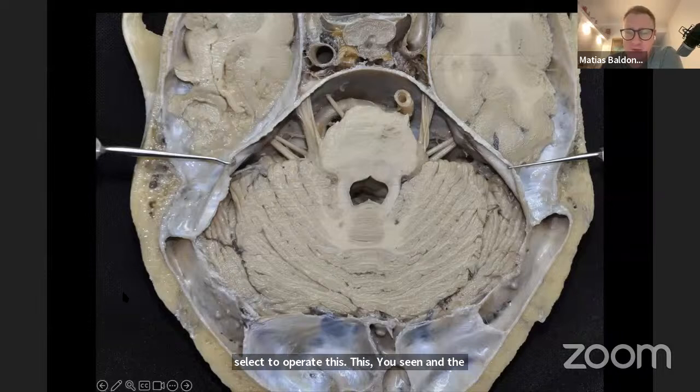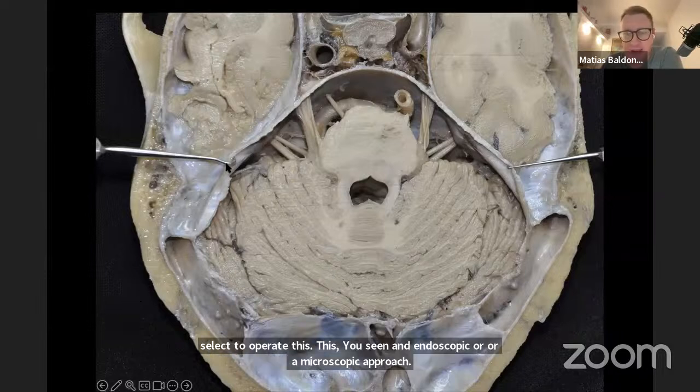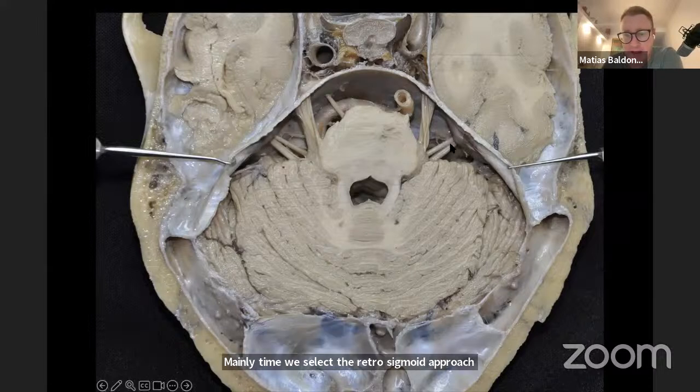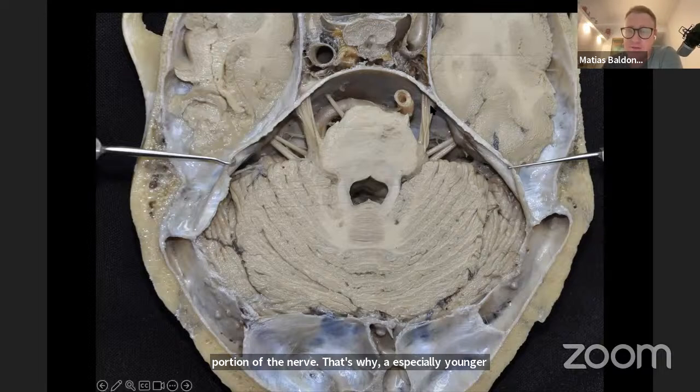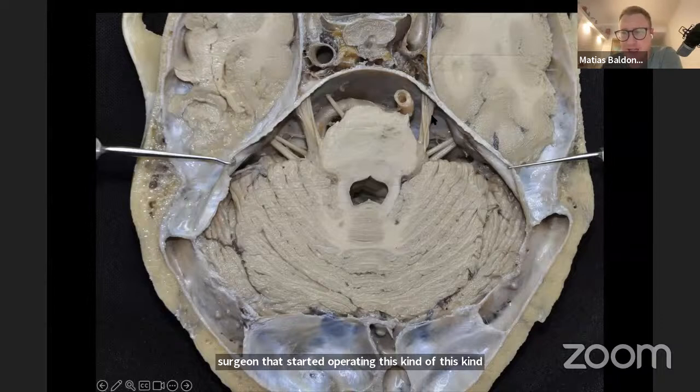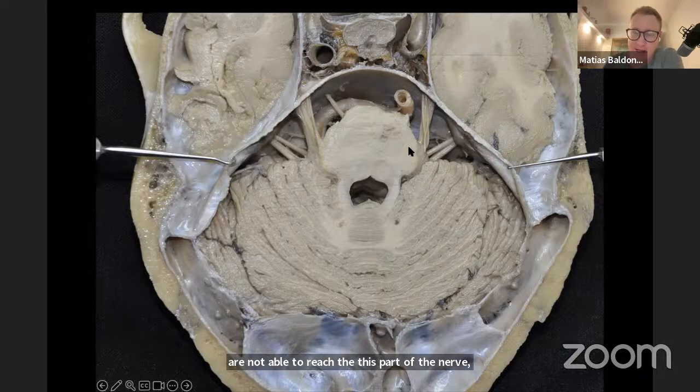So, mainly we select the retrosigmoid approach, and in some cases we can observe a huge suprameatal tubercle, and it's difficult to reach, especially the distal portion of the nerve. That's why especially young neurosurgeons that start operating this kind of pathologies need to keep in mind that if we are not able to reach this part of the nerve, sometimes it's important to remove the suprameatal tubercle.